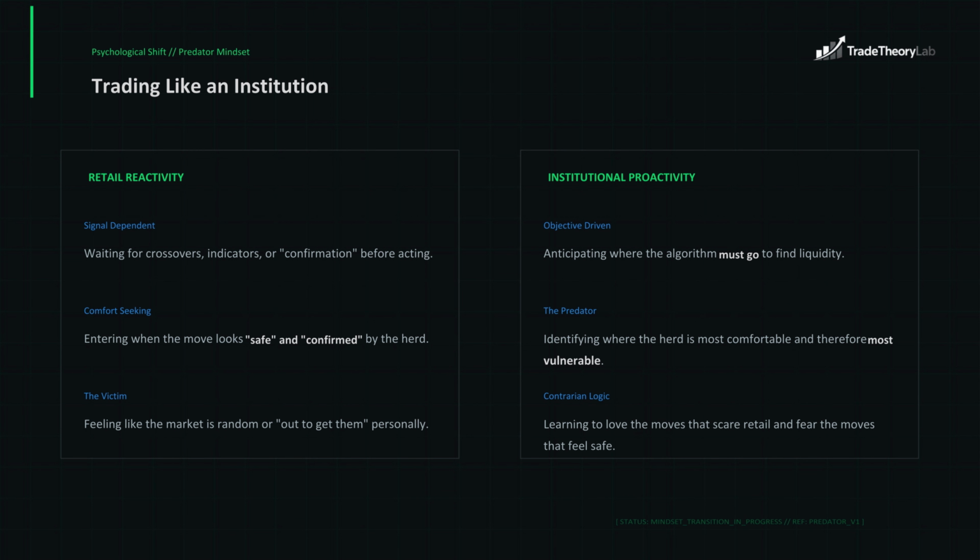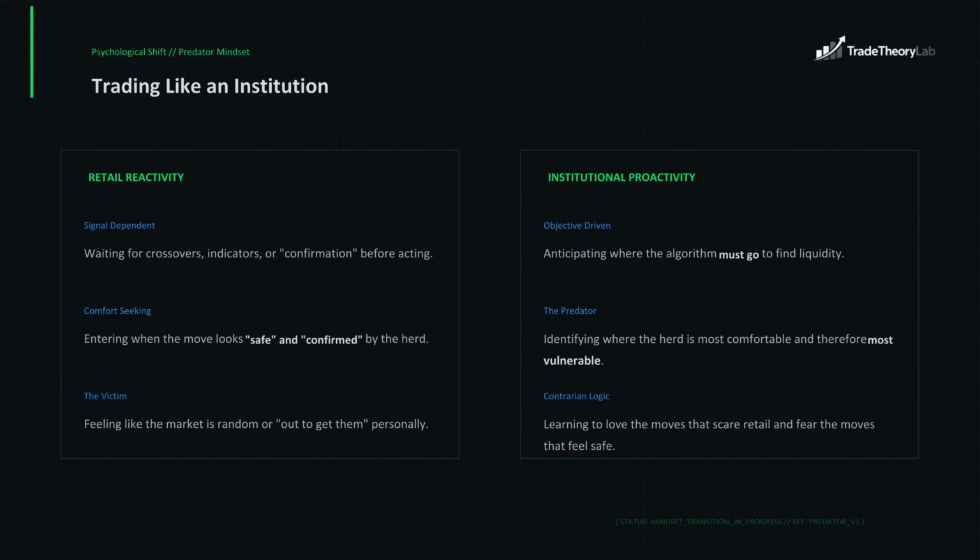Retail traders are taught to be reactive. They wait for a crossover, a signal, a confirmation. But by the time the retail signal is generated, the institutional move is already halfway complete. The institutions are the ones who provide the liquidity that the retail traders eventually buy or sell into.